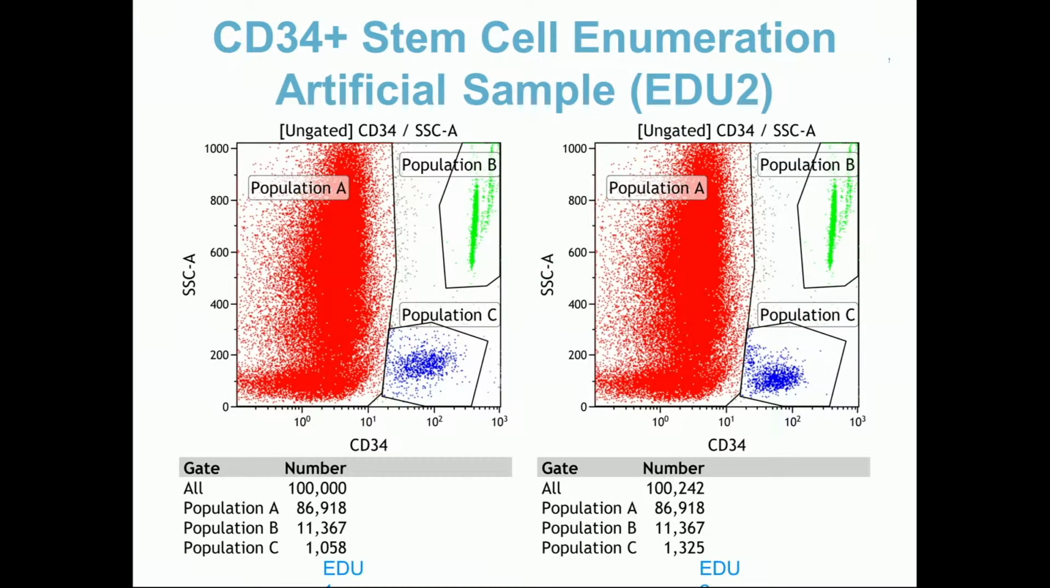Just to prove it, just a few gates. Population A, which is 86918, 86918. Population B for the beads, 11367, 11367. And then population C, which I know is eventually going to end up being the CD34 stem cells when we follow the ISHAGE strategy through. I'm just calling it population C at the moment. There's 1058 there and 1325. So it also allowed us to look at replicate gating, because we've got the same sample in some populations, the beads, but different target cells.